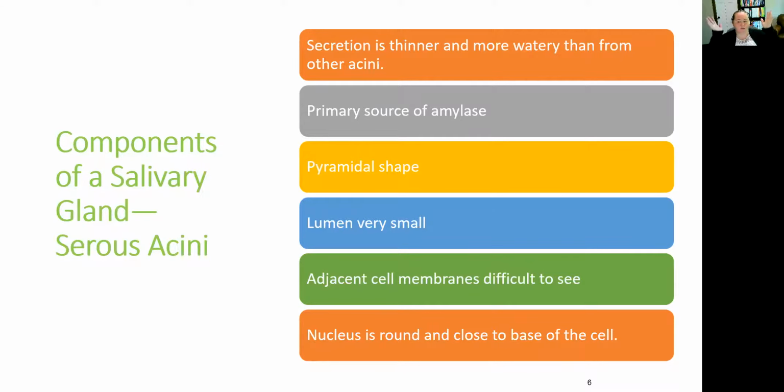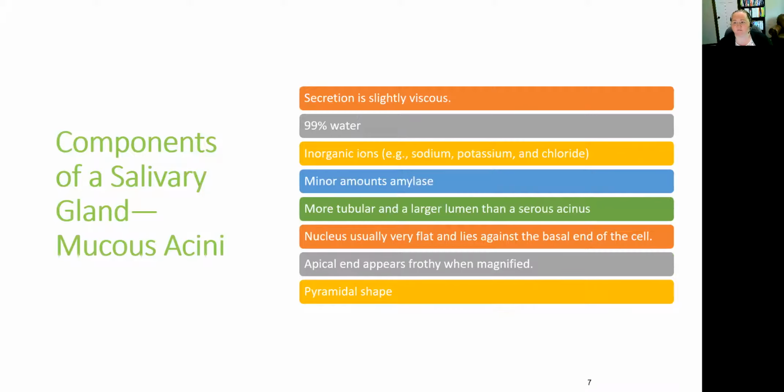They are pyramidal in shape, and the lumen is very small, lumen meaning opening, right? The adjacent cell membranes are very difficult to see. They don't stain very well usually. Actually, I think it's the mucus cells that don't stain very well. The nucleus is round and close to the base of the cells. All right, so that was serous.